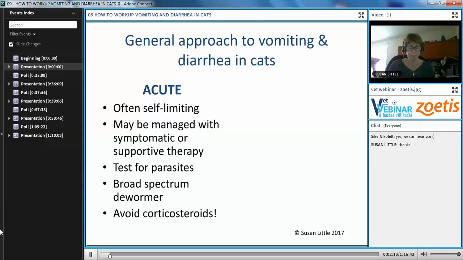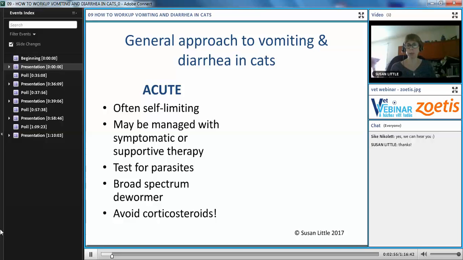So a very general approach to vomiting and diarrhea, in my mind anyway, is divided by whether my patient has acute onset of clinical signs or whether it's a chronic problem. And tonight we're going to be talking primarily about the chronic problems. The acute cases are very often self-limiting. Very often they're easy to manage with just symptomatic and some supportive therapy, maybe some drugs for vomiting or fluid therapy, for example, if they're dehydrated.